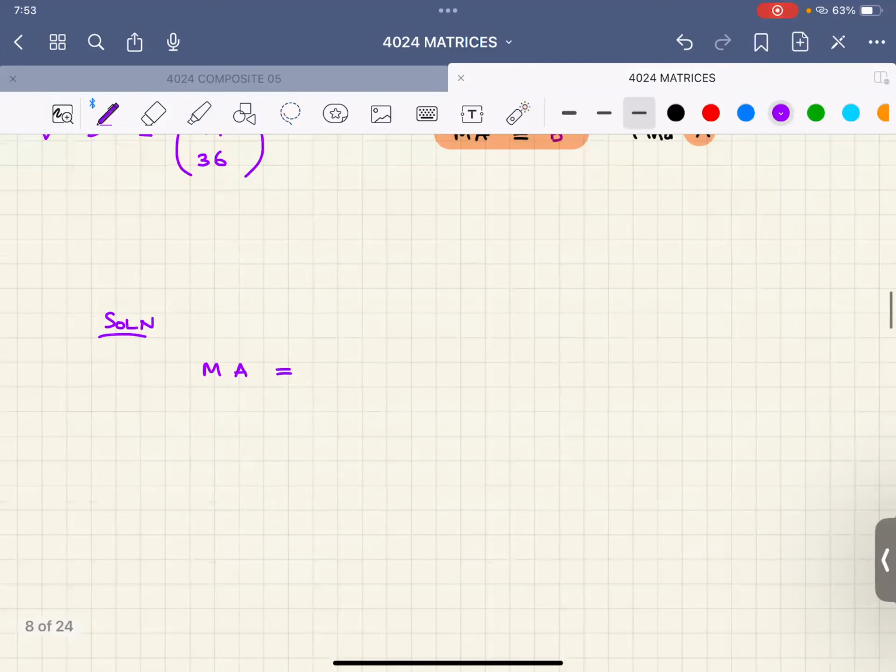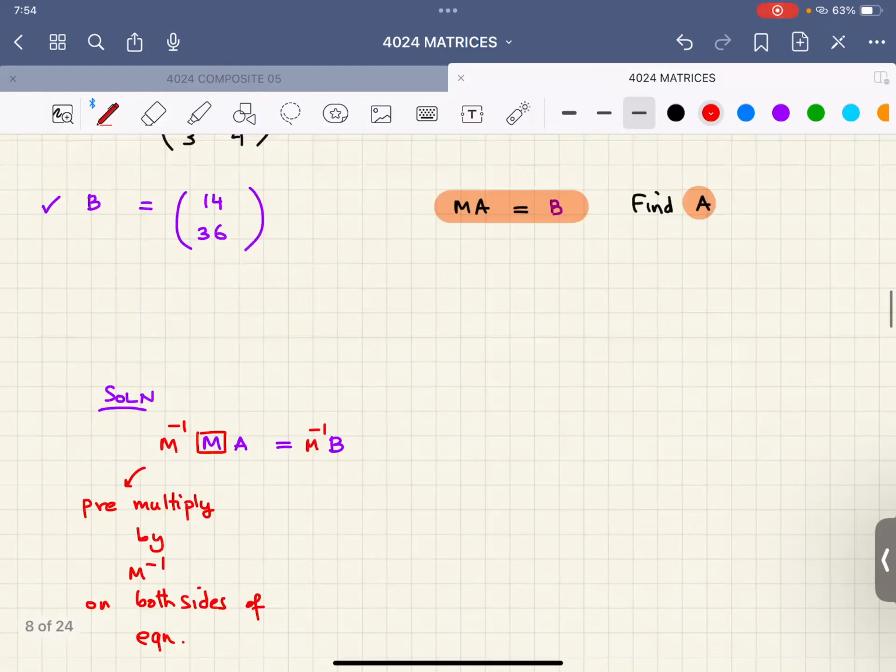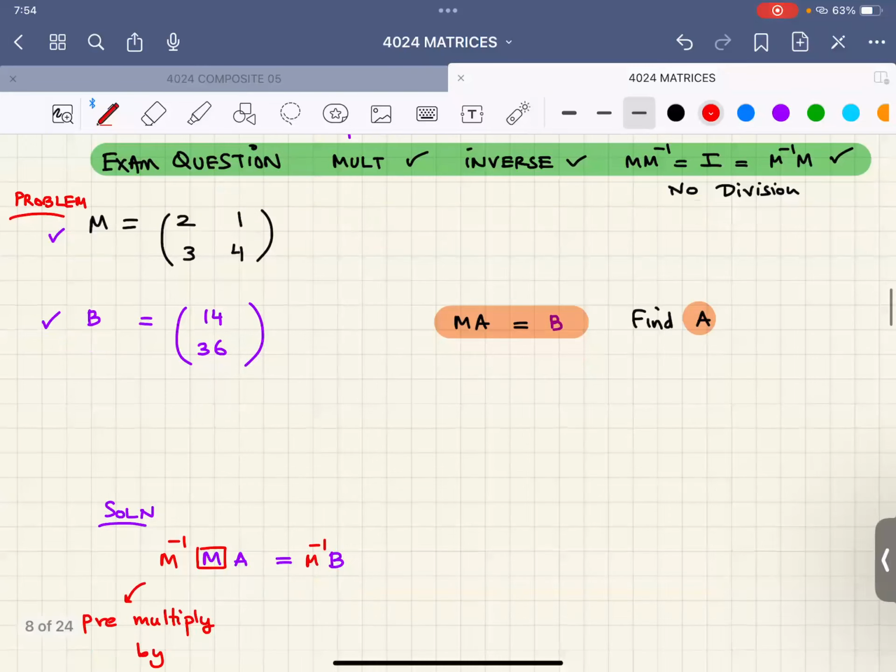Now, if I write MA equals to B, so we want to get rid of this M. So what we do is that we pre-multiply. We cannot insert anything in between. We pre-multiply by M inverse on both sides of equation. Now just have a look. And then once I'm done, then things will be a little bit more clear.